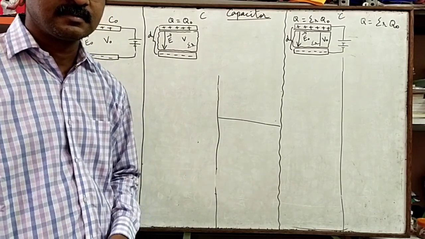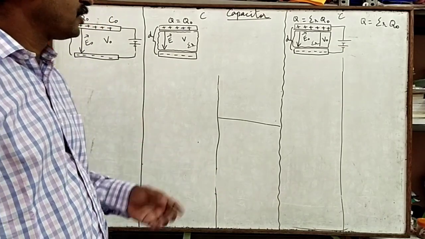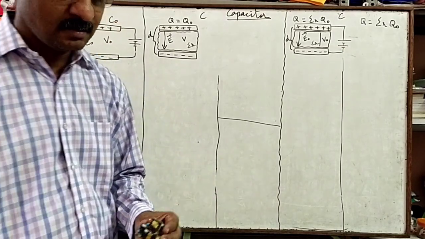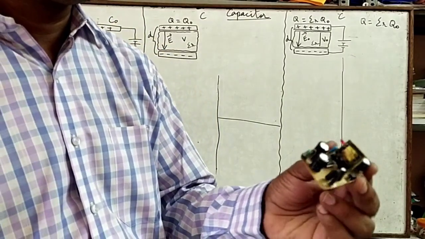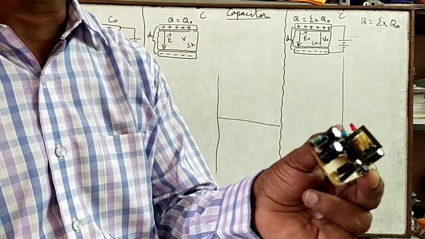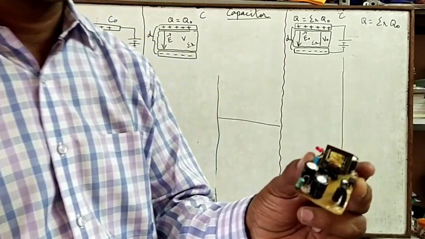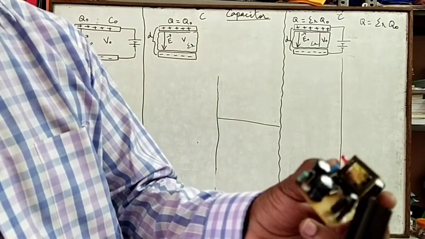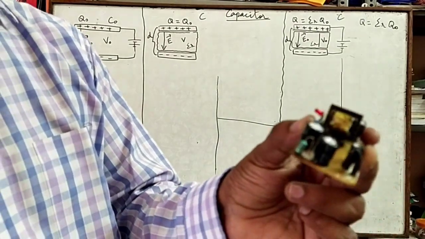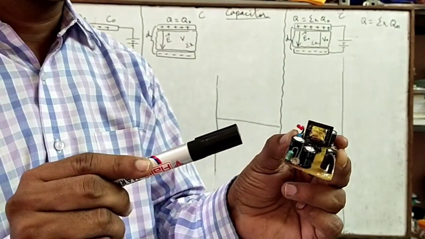Hello students, now let us discuss the topic on capacitor. I hope you all must have seen capacitors. This circuit board is taken from a mobile phone charger adapter. Actually this is a transformer. You can see the coil is there. It's a step down transformer.